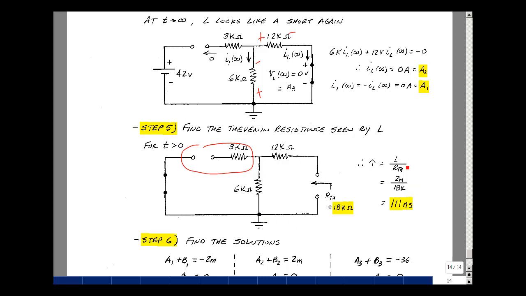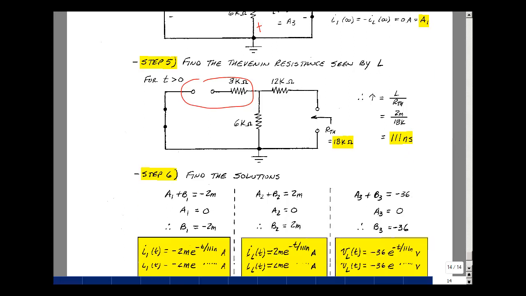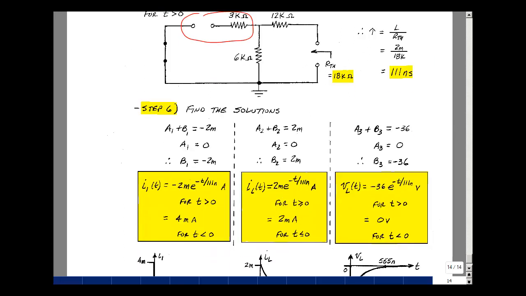My time constant is L over R Thevenin. L was 2 millihenries, and so that gives me 111 nanoseconds. Step 6 is to put it all together. A1 plus B1 was minus 2 milliamps. A1 was 0, so B1 is equal to minus 2 milliamps.